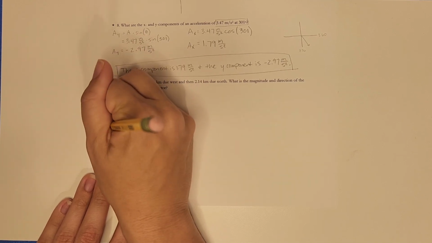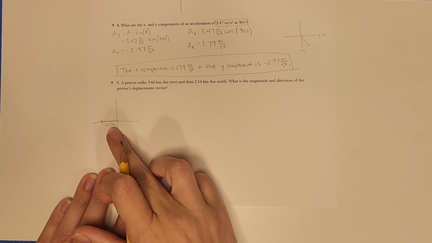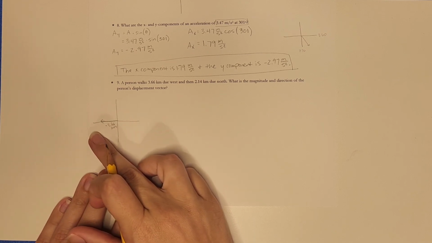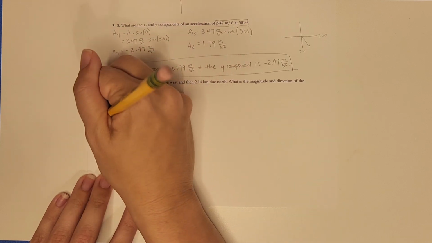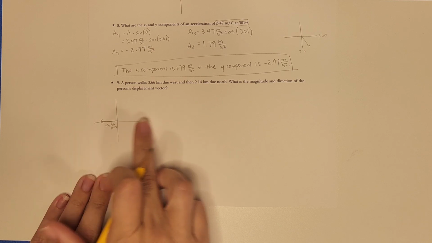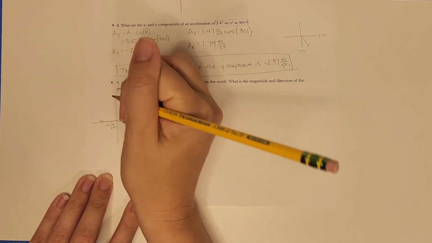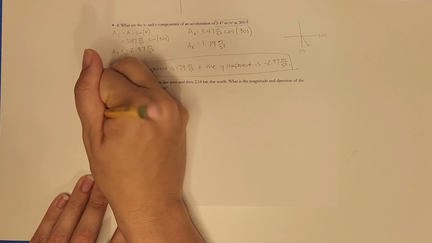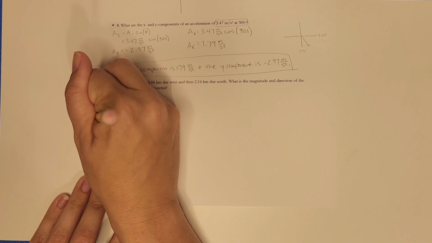Okay, and I'm going to label it negative 3.66 kilometers, right? Because west is going to be negative on the x-axis. That negative is really important to this problem. Then I'm going to draw another arrow going north, 2.14 kilometers. And of course, north is positive. So we're not going to change the sign on that.